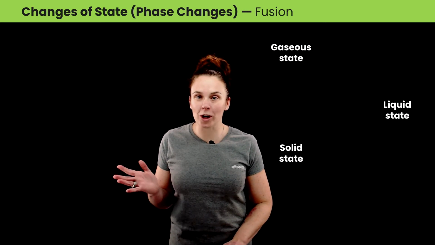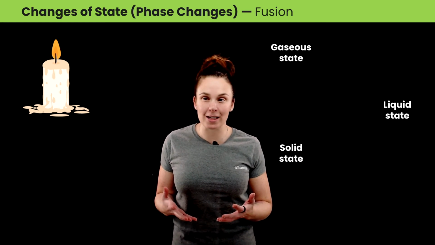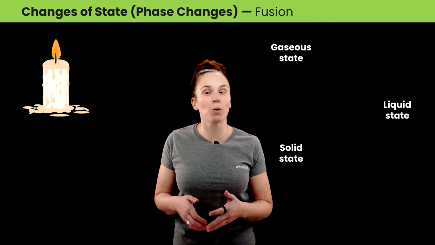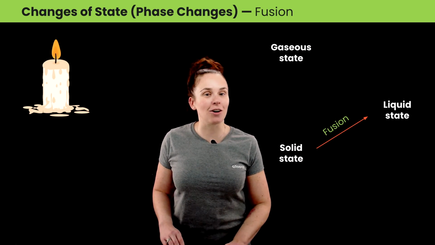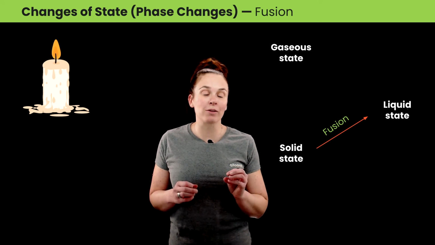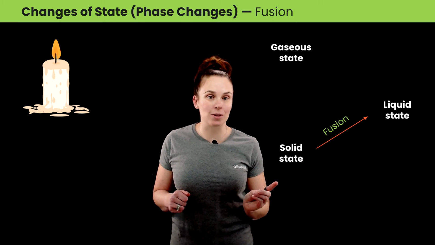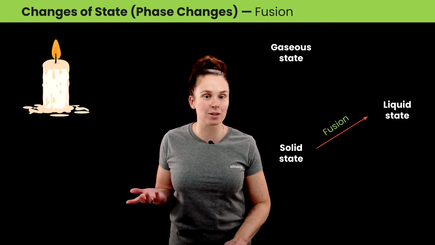The first one, we're going to take an example, and I have my candle here. And our candle is in a solid state, but when we add heat, the candle wax will melt. This is called fusion. And as you can see here with the red arrow, we're going from a solid state to a liquid state, and we are adding heat. We're heating it up. We're, in other words, melting.